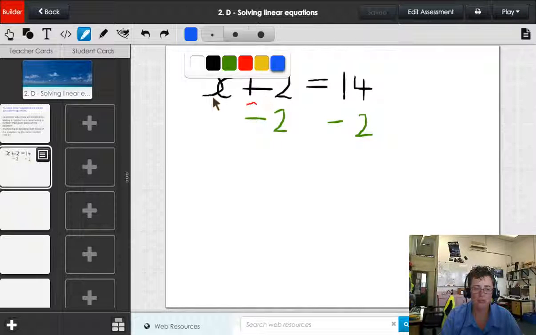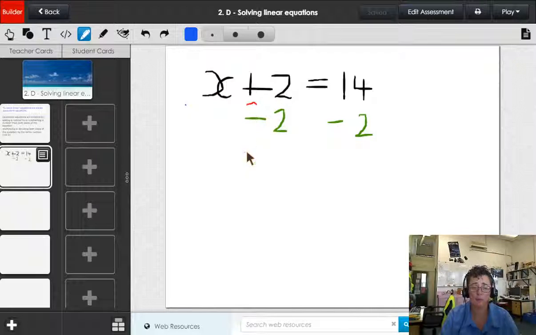If on this side of the equation I have x plus 2 and I take away 2, I'm just left with the x. And we have our equal sign. On this side, if we have 14 and we take away 2, we have 12. So x is equal to 12. If you put 12 back in the equation for x, 12 plus 2 equals 14. That's straightforward.